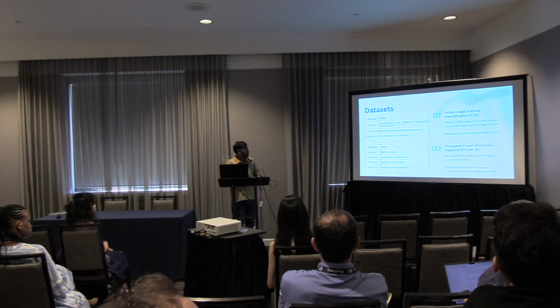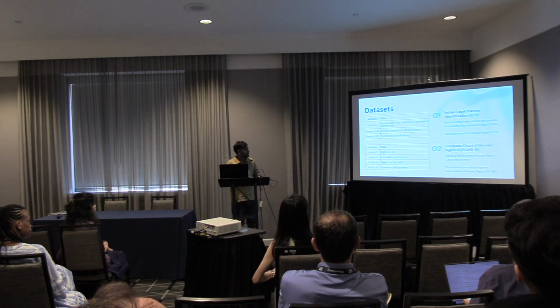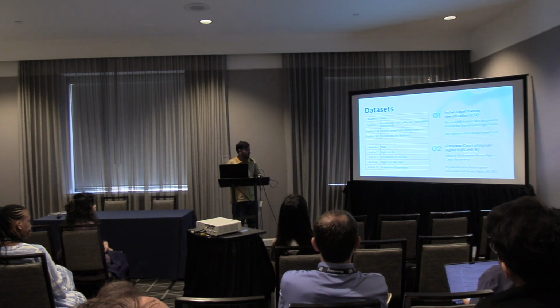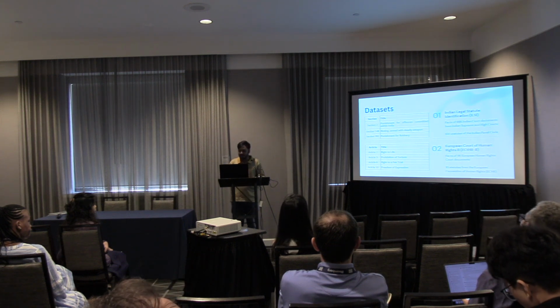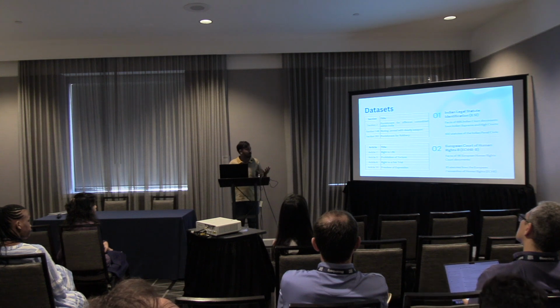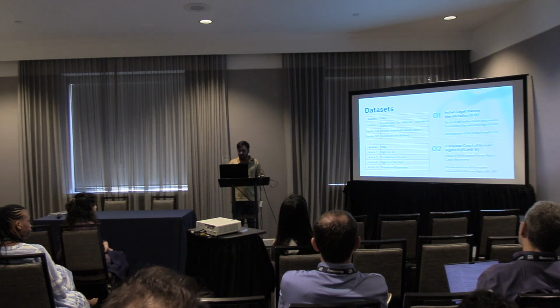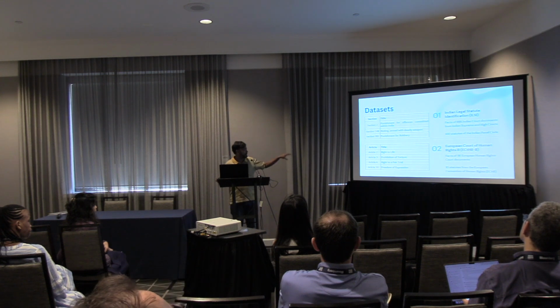In our work, we have considered these 2 datasets. The first is based on the Indian legal system. There we have 100 statutes from the Indian Penal Code, which are mostly related to criminal law. And the second is the European Court of Human Rights dataset, where there are 10 statutes from the European Convention of Human Rights. On the left, you can see some examples of the statutes from each of these datasets.